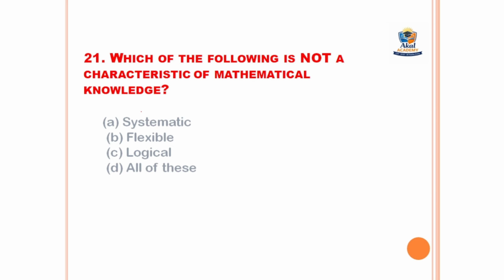Question 21. Which of the following is not a characteristic of mathematical knowledge? Answer A is systematic, flexible, logical, all of these. Answer B is the right answer, flexible.